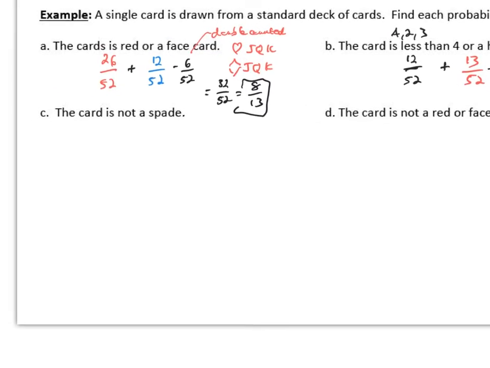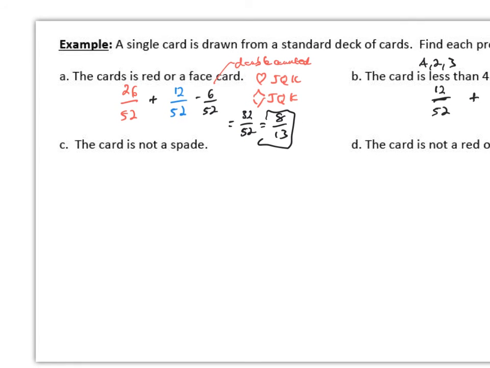All right, now let's take a look at the card being not a spade. Well, I have to be honest with you that sometimes finding the probability of something being a spade might be easier. So the probability that a card that you draw is a spade is going to be 13 out of 52, or 1/4 when you reduce that all the way down. 13 spades in the deck out of 52 cards.